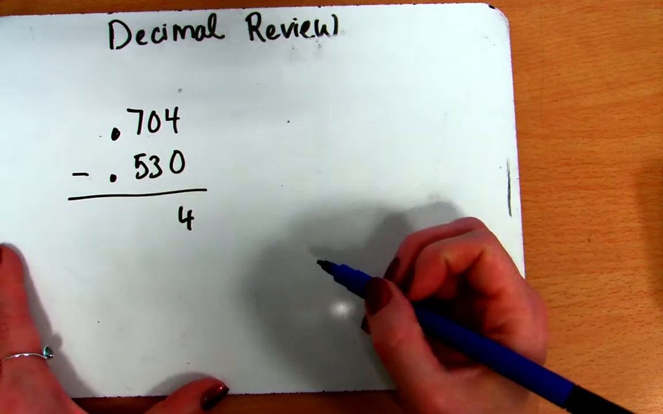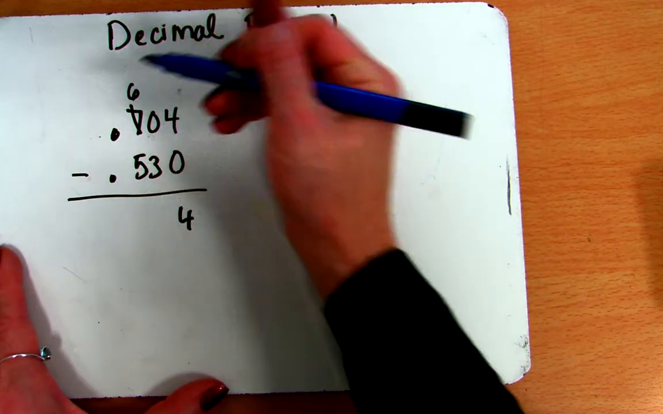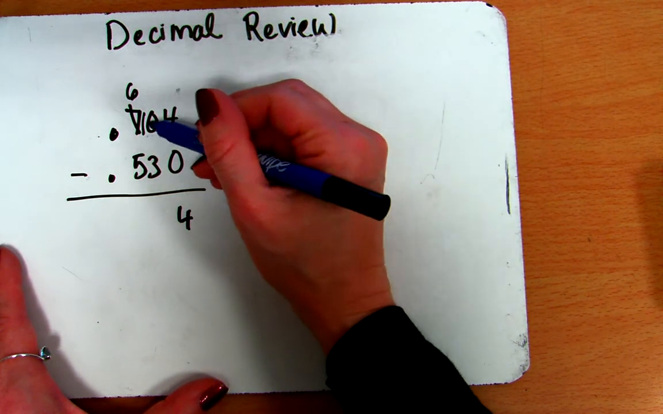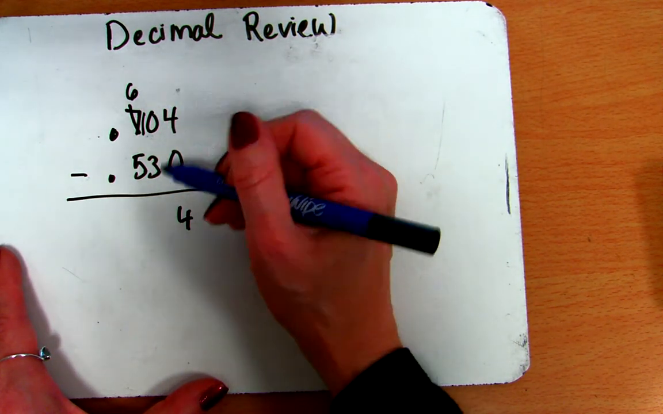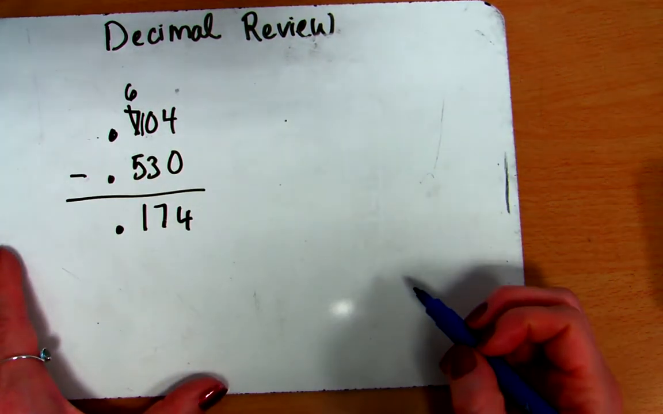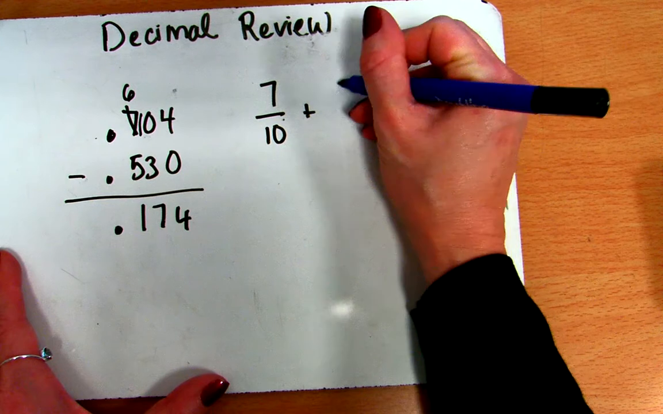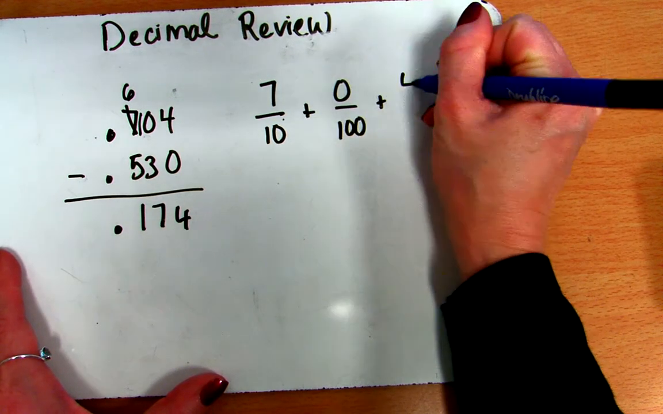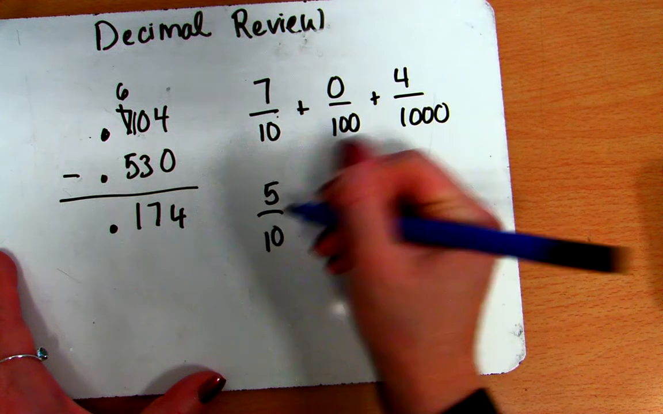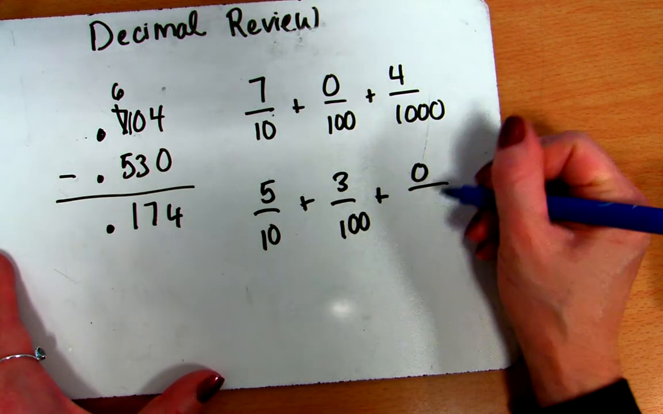So I'm going to borrow, essentially I'm borrowing 100 from 700, making that a 6, and I'm putting it onto the 100 over here. So now I have essentially 100 minus 30, but we're just looking at the 10 minus 3, which gives us 7, and 6 minus 5 is 1. Bring down the decimal point, 0.174. So what if I again write that as fractions? 7/10 plus 0/100 plus 4/1000, minus 5/10 plus 3/100 plus 0/1000.